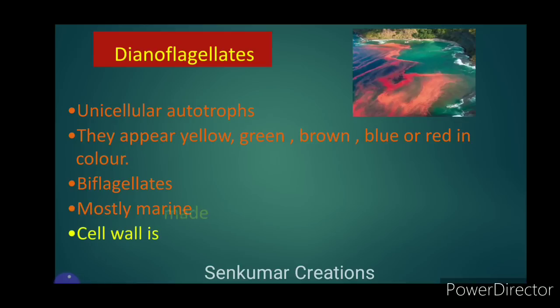These dinoflagellates are mostly marine organisms, found only in the marine environment, the ocean especially. The cell wall is made up of cellulose. So these are the dinoflagellate characters. Once again I repeat: unicellular autotrophs, they appear yellow, green, brown, blue, or red in color, they are biflagellate, mostly marine organisms, and the cell wall is made up of cellulose.